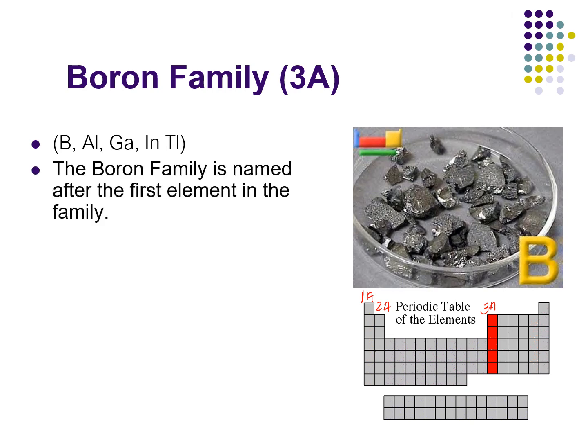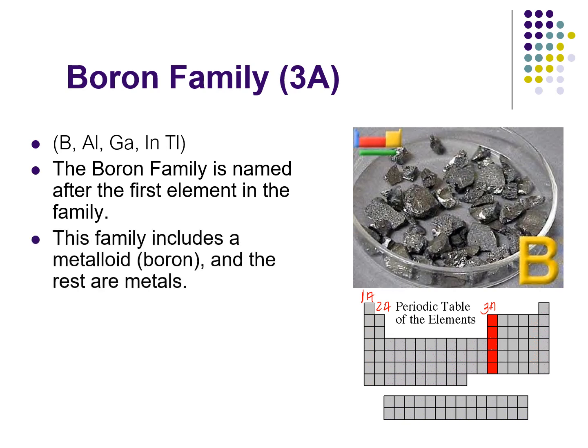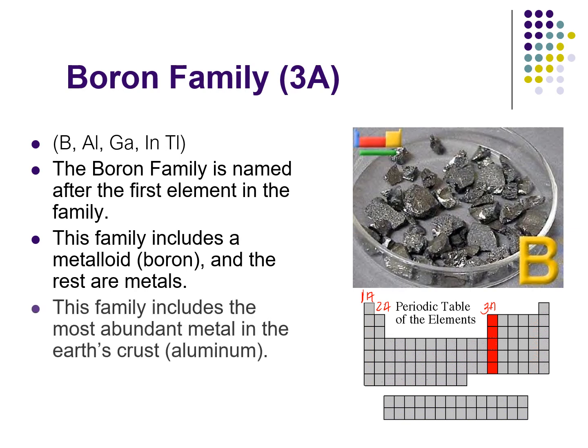So, the boron family is named after the first element in the family. So, bakit siya tinawag na boron family? Kasi po, yung unang element sa 3A natin ay si boron. So, tinawag siyang boron family. So, this family includes a metalloid, boron, and the rest are metals. Ayan. So, lahat po ng elements dito ay metals. Si boron lang po ang nag-iisang metalloid. Later on, we will discuss what we mean when we say metalloid. Ayan. So, this family includes the most abundant metal in the Earth's crust, which is the aluminum.